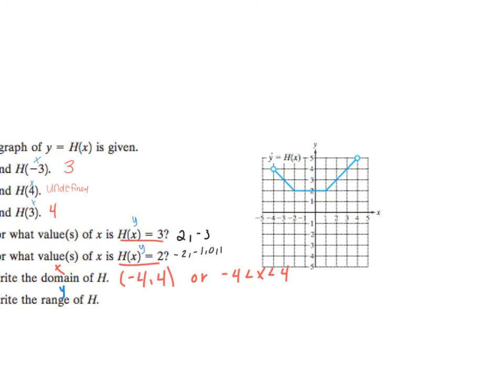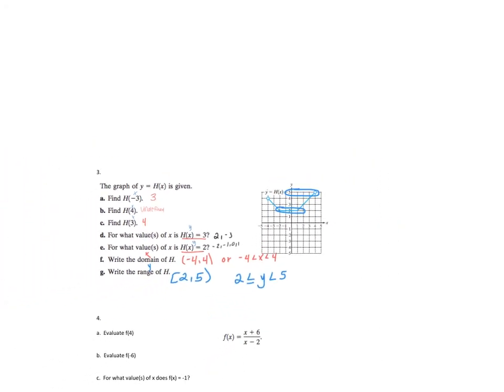And if you look, your range would be, your lowest y value is a 2, and your highest is a 5. The 2 is a closed circle because it's a solid line. So I would do bracket 2, and my highest is a 5, but that's an open circle, so it's a parenthesis. I can also write this as 2 is less than or equal to y, which is less than 5. And that's your final answer.